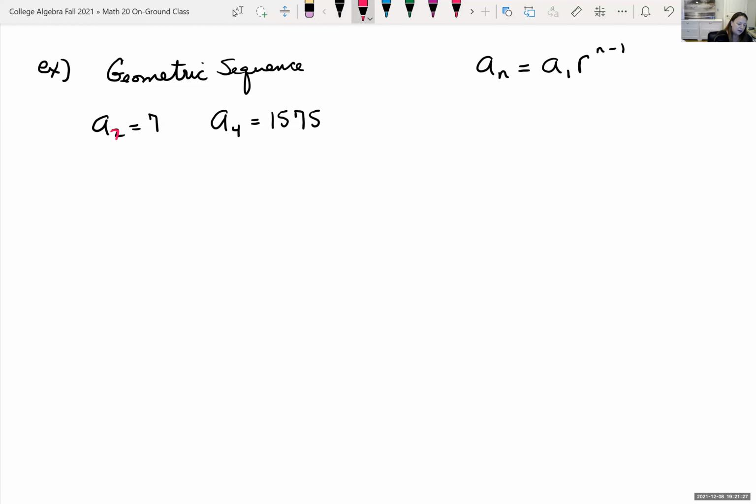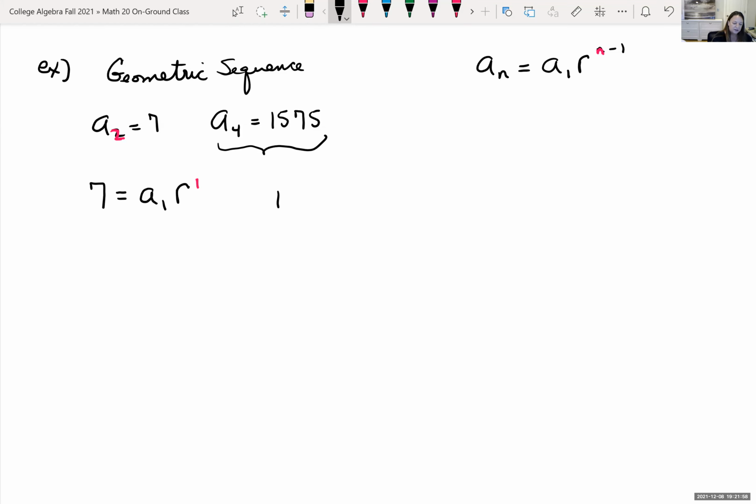Okay, so our n value for a sub 2 is 2. And so let's set up the equation. We know a sub n when n is 2 is 7, which is equal to the first term, a sub 1, times r raised to the, and here we're plugging in 2 minus 1 power. So this would be to the first power. So there's one equation. Now let's look at the equation for a sub 4 equals 1,575.